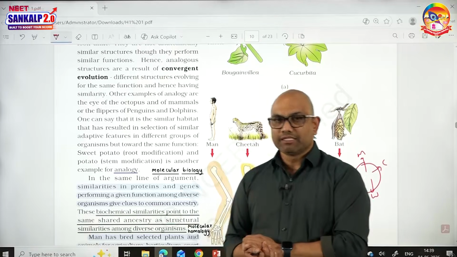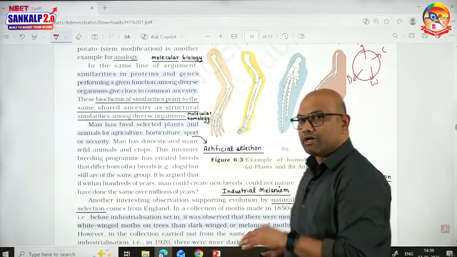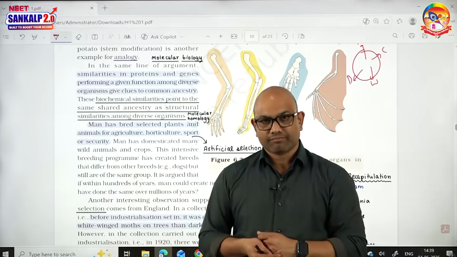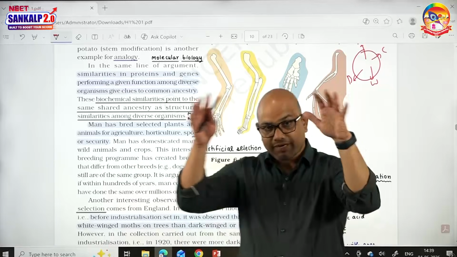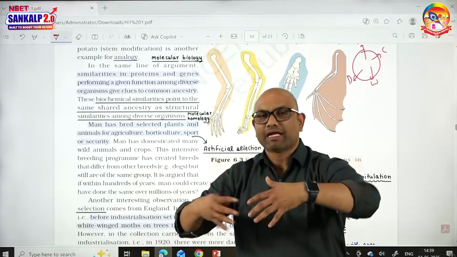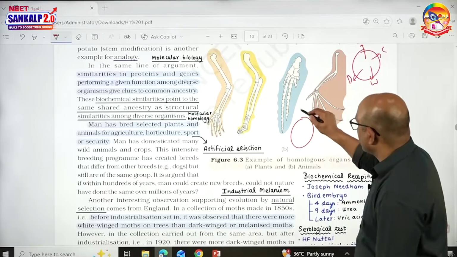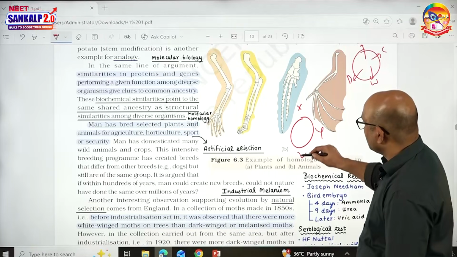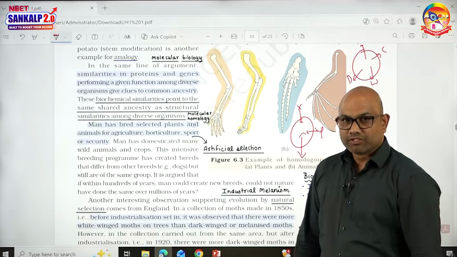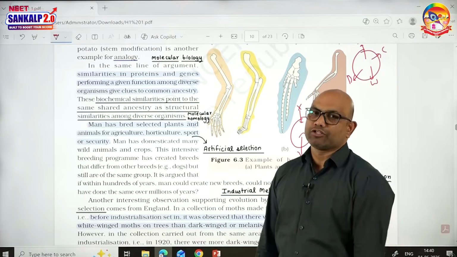The next concept is analogy. Regarding analogy, the origin of those organs is different, the anatomy is also different, but with those different anatomical parts, they perform similar functions because they adapted to a similar habitat. So, this is called convergent evolution. See, X species, Y species, Z species, they migrated to the same habitat for their survival, but their origin is different. So, analogous organs are nothing but organs whose origin is different, anatomy is different, but which perform similar functions.